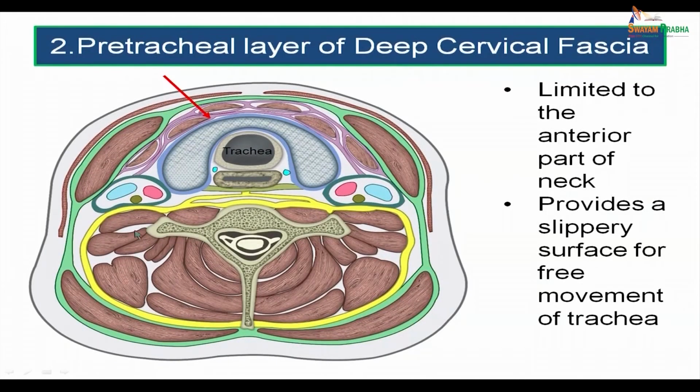Now we come to the second layer, the pre-tracheal layer. The pre-tracheal layer is limited to only the anterior part of the neck. It provides a slippery surface for the free movement of the trachea. So again, coming back to this diagram, this is the cervical vertebrae, this is the esophagus, this is the trachea, and surrounding the trachea is the thyroid gland, and we can see this blue colored line around the thyroid gland. This is the pre-tracheal fascia.